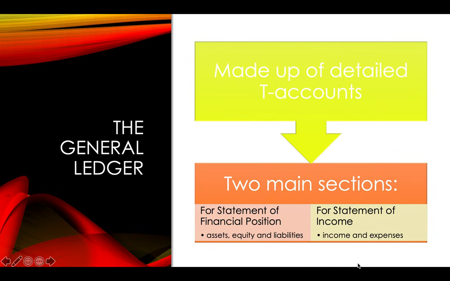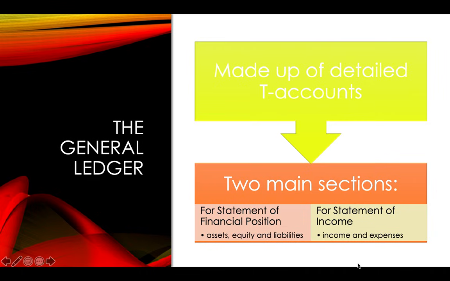The first section will be all of those accounts that you would use to prepare a statement of financial position. In other words, your assets, your equity, and liabilities that will indicate what the state of the business actually is. The second main section will be used to prepare the statement of income. In other words, all the incomes and expenses that will be used to show the profit or loss that has been made by the business for this period of time.